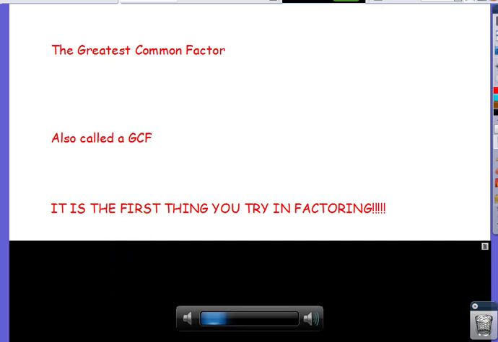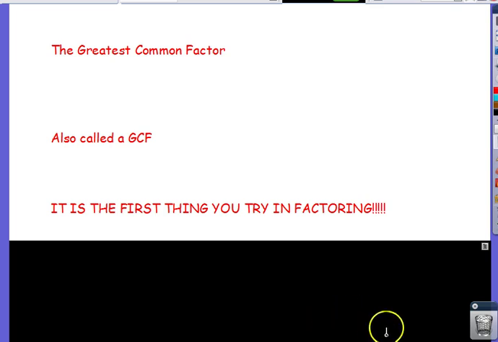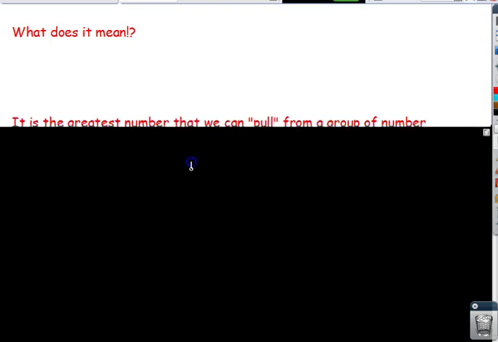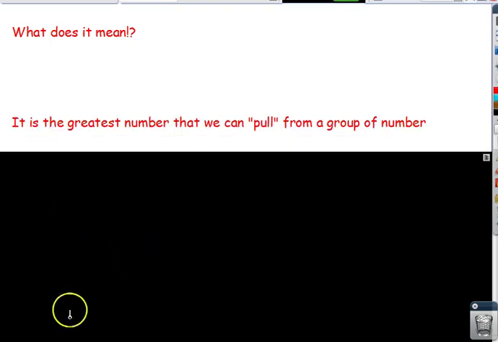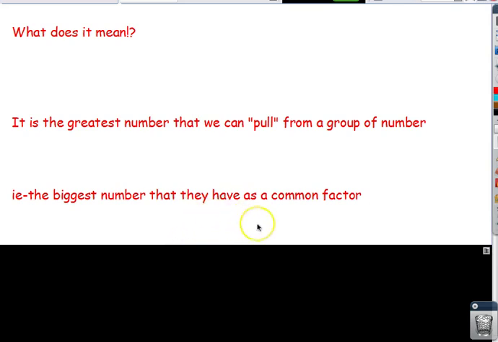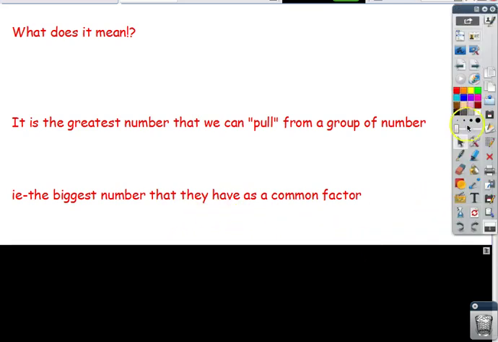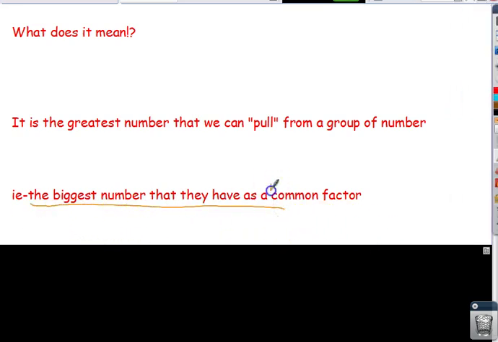So whenever we do factoring, you need to make sure that you attempt to see if the problem has a GCF. But what is a GCF, Mr. Faust? Well, let's go through an example. Okay, so what does it mean? It is the greatest number that we can pull from a group of numbers. So if we have a string of things and I say find the GCF, it is the greatest number that we can pull from all of them, i.e., it is the biggest number that they all have in common as a common factor. This is really big here. The biggest number they all have as a common factor.